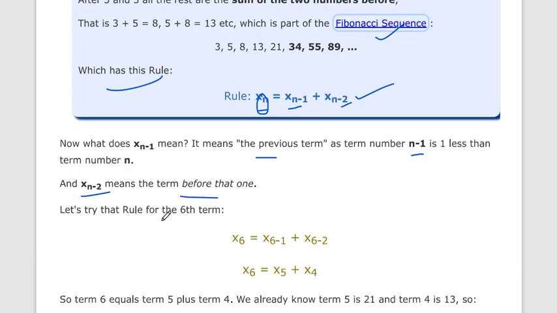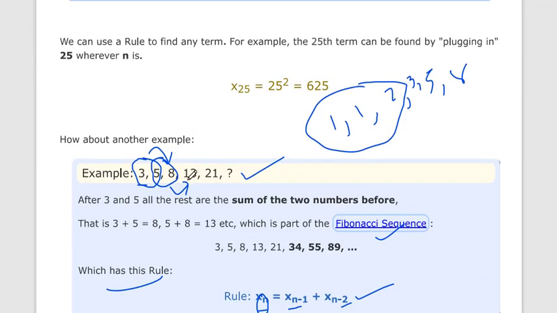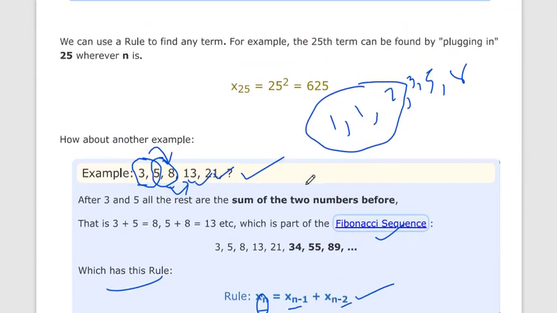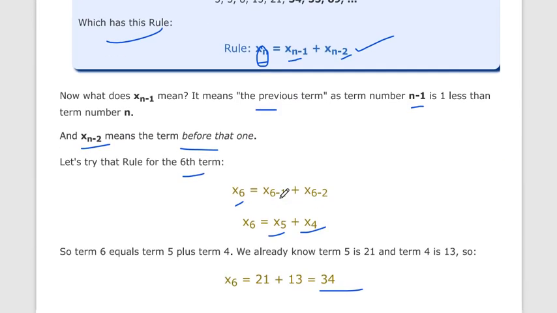So if we want to find the sixth term, our x6 becomes x5 plus x4, from 6 minus 1 and 6 minus 2. We already know the fifth and fourth terms, 13 and 21. So our sixth term will become 34. So this is a Fibonacci sequence.